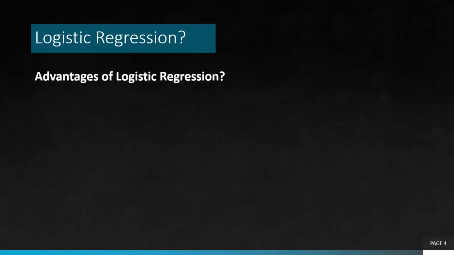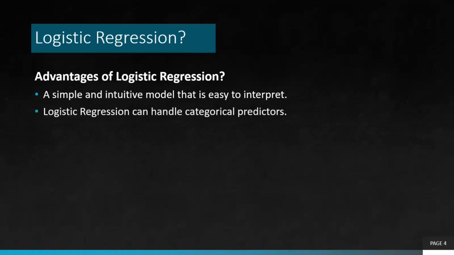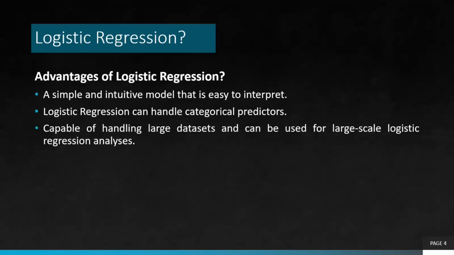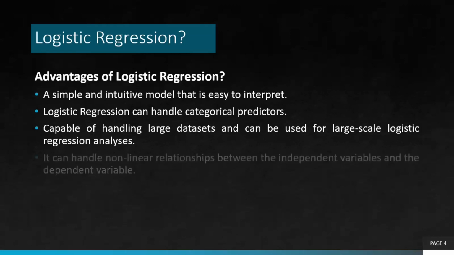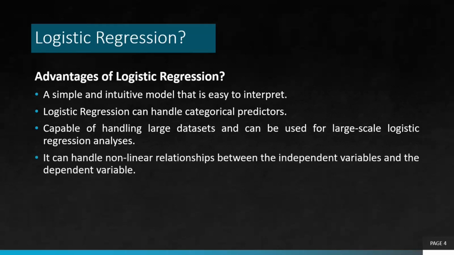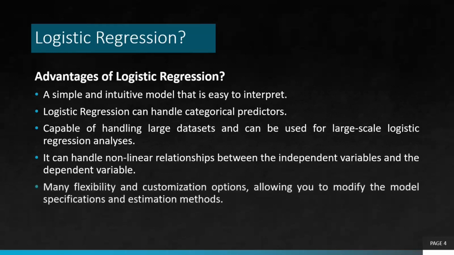So, what are the advantages of logistic regression? A simple and intuitive model that is easy to interpret. Logistic regression can handle categorical predictors, is capable of handling large datasets, and can be used for large-scale logistic regression analysis. It can handle nonlinear relationships between the independent variables and the dependent variable. It offers many flexibility and customization options, allowing you to modify the model specifications and estimation methods.